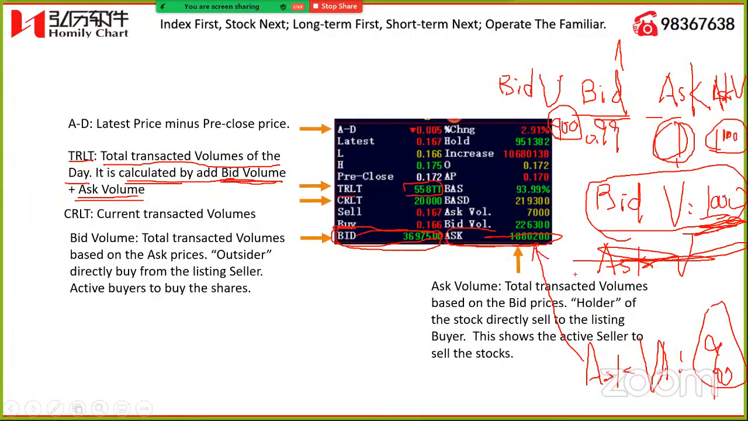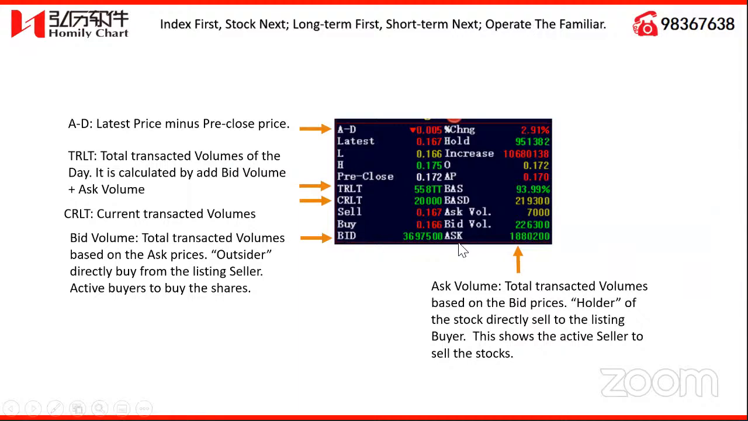Okay, so this is very, very important to understand, the concept of bid volume and ask volume. Over time, such transactions are completed. So the bid volume and the ask volume will be accumulated and we get the data here, bid volume and ask volume. All right. So now I will explain what's bid volume and what's ask volume. That is a very important concept here.